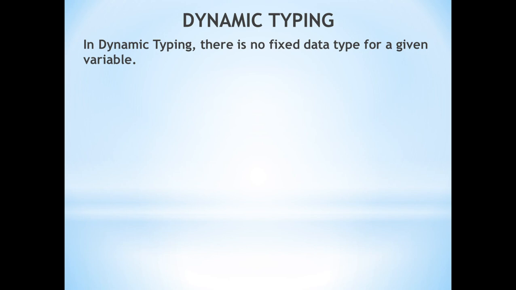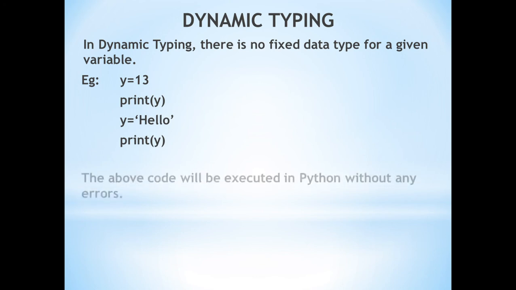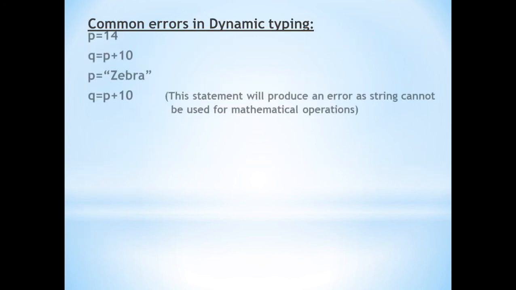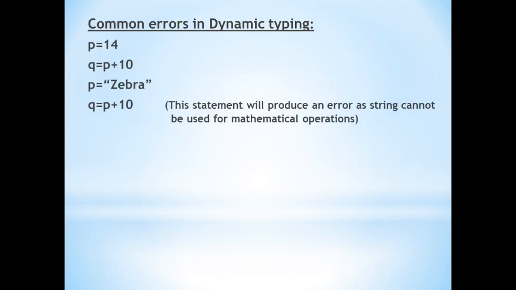Dynamic typing. Dynamic typing means there is no fixed data type for a given variable in Python. You can assign different values belonging to different data types to the same variable in Python. See this example, y is equal to 13. Print y. Of course, 13 will be printed. In the next statement, y is equal to hello. One string is assigned to y. Print y. Now hello will be printed. This is allowed in Python, but in most of the traditional languages, this is not allowed.